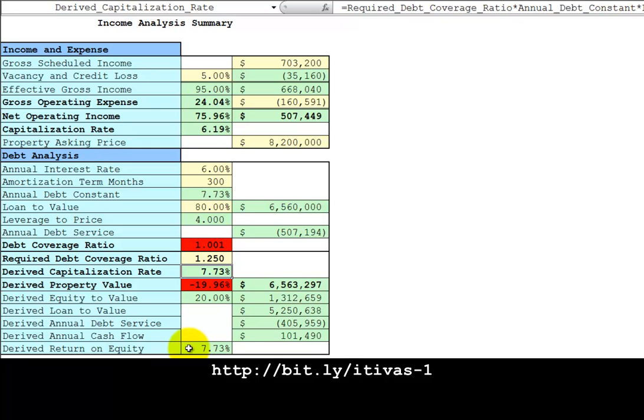As you can see from this example, the actual value of the property depends entirely on the cost and structure of the financing. So when you are analyzing the actual income and expenses of an apartment building, analyze it relative to the cost and structure of financing that is available to you at the time of purchase or at the time of refinance.